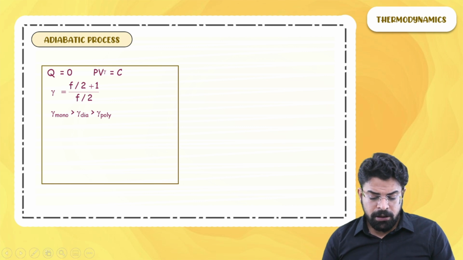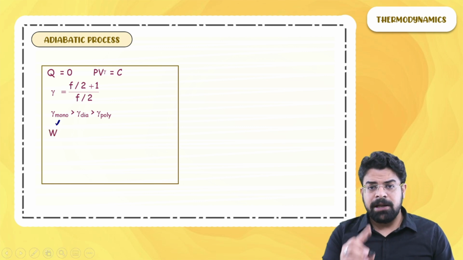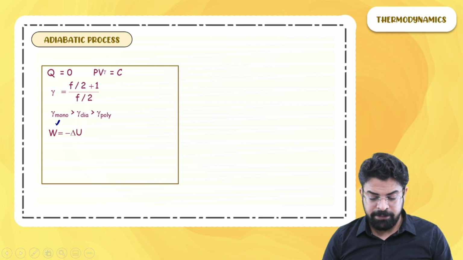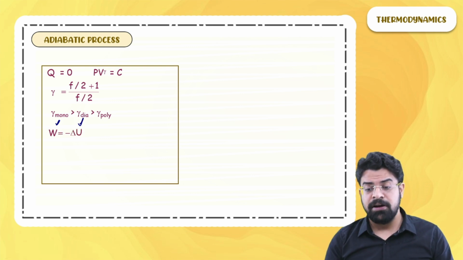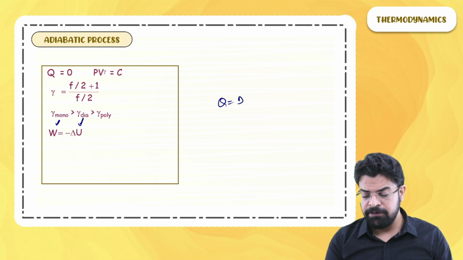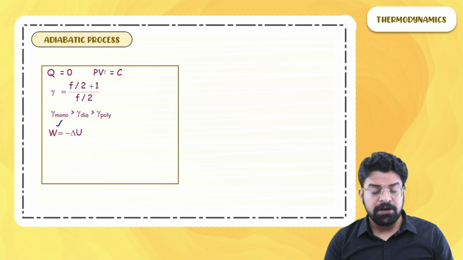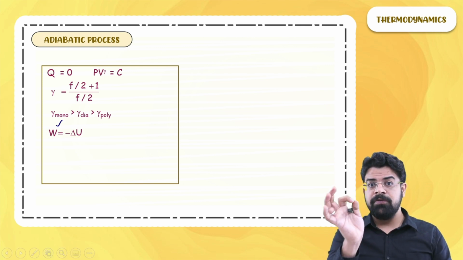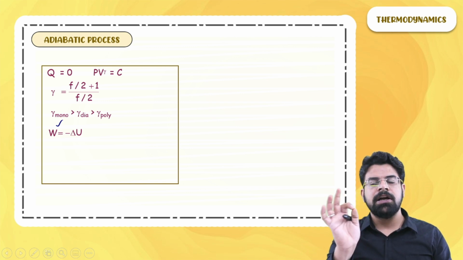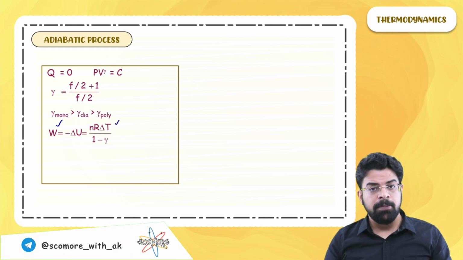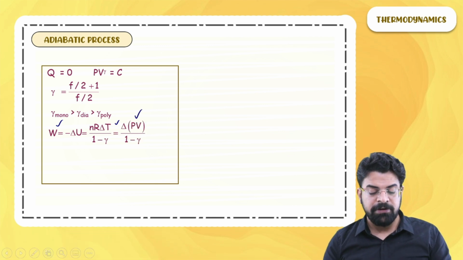Moving on, we say for an adiabatic process, the work done is same as minus times the change in internal energy. Sir, how do you know? From first law, heat given equals change in internal energy plus work done. For an adiabatic process, heat given is 0. So the change in internal energy equals minus work done, or work done equals minus the change in internal energy. And this work done can be written as delta PV upon (1 minus gamma), or nR delta T upon (1 minus gamma), which is same as delta PV upon (1 minus gamma).